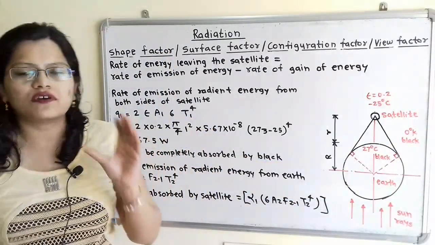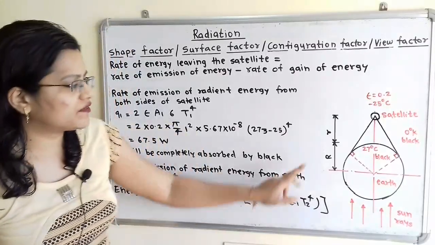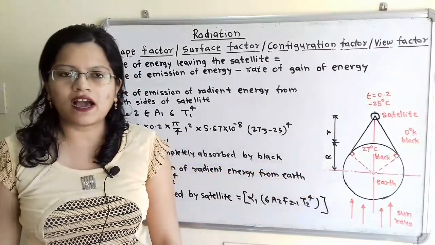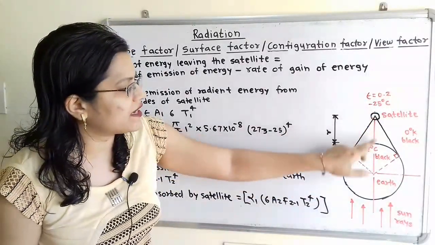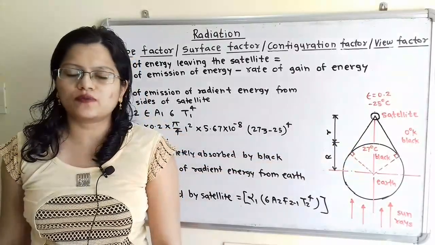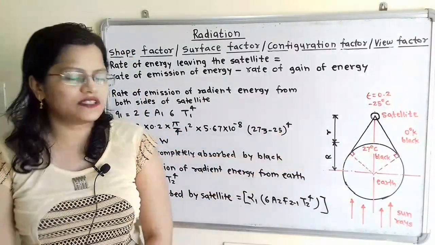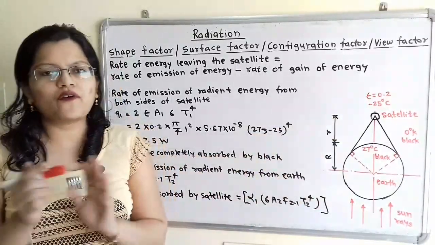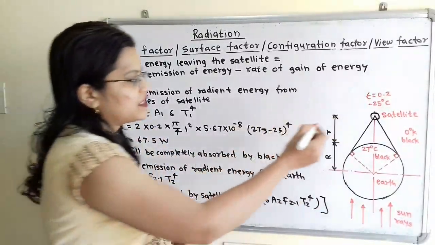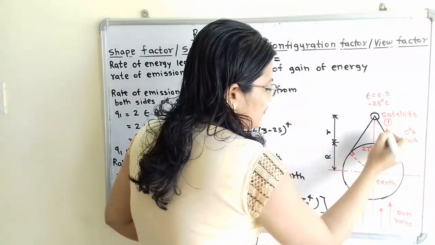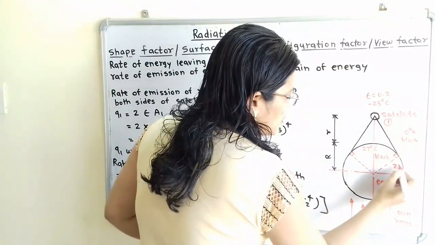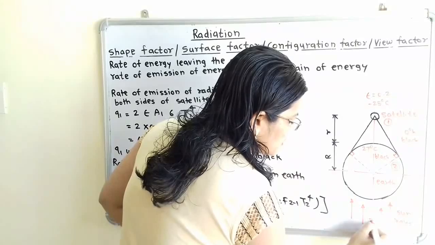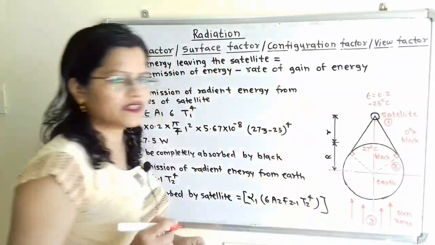Then the radius of the Earth is mentioned, we will say here as a capital R, and the distance of the satellite from the Earth's surface is also mentioned, we will say here as a small r. Now we will give here some numbers. For the satellite I will mention the number 1, for Earth the number 2, and for sun rays the number 3.